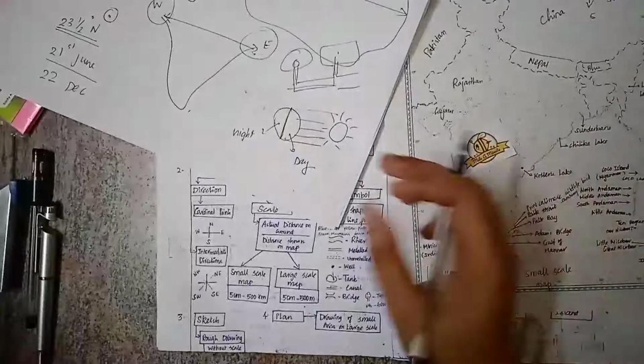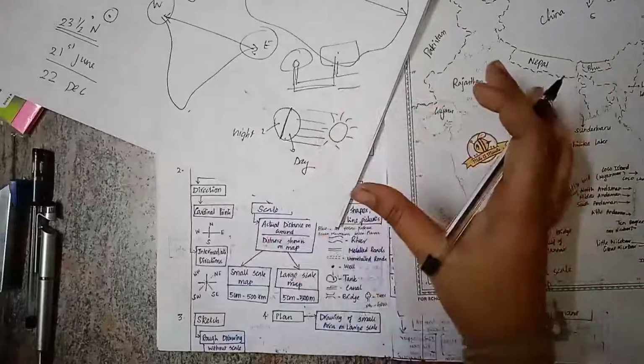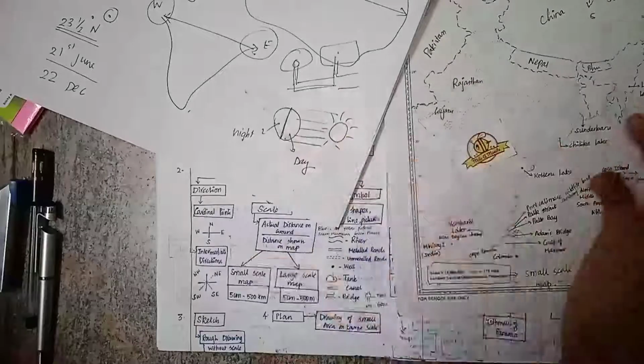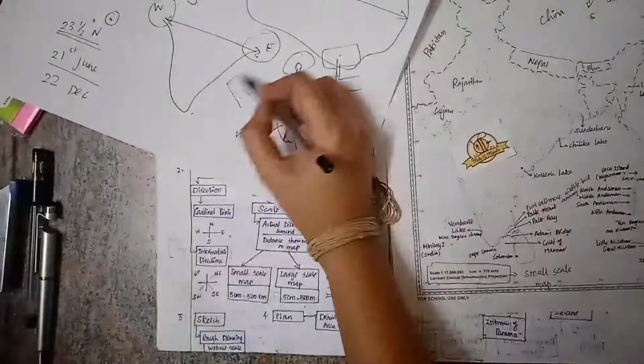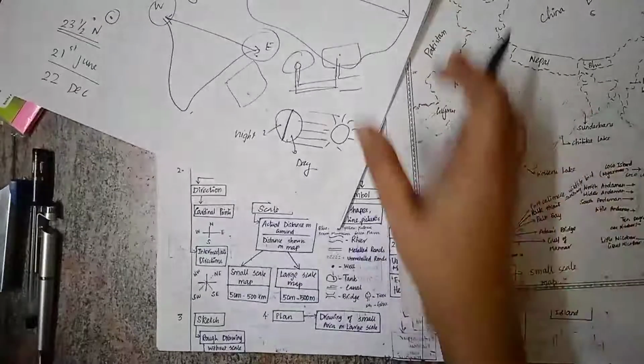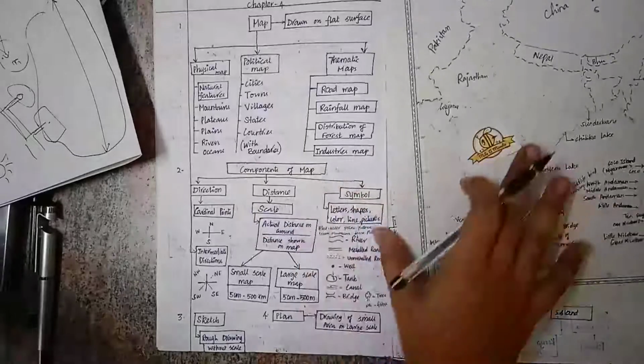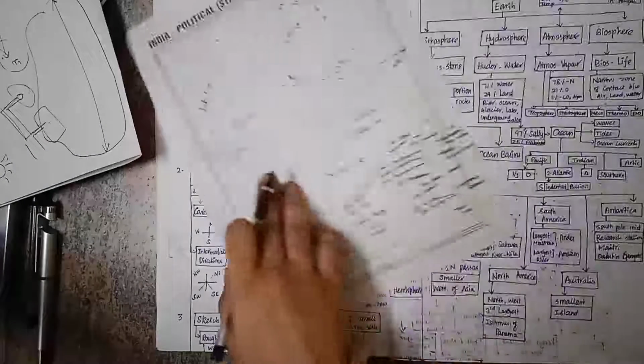And what is a plan? If you want to make a plan for building your home, then you will draw a small area on a large scale. You will draw for just 1 cent on a large paper, right? That is called a plan. So plan and sketch are different. And then we have components of the map. These are the things which are given in chapter 4.